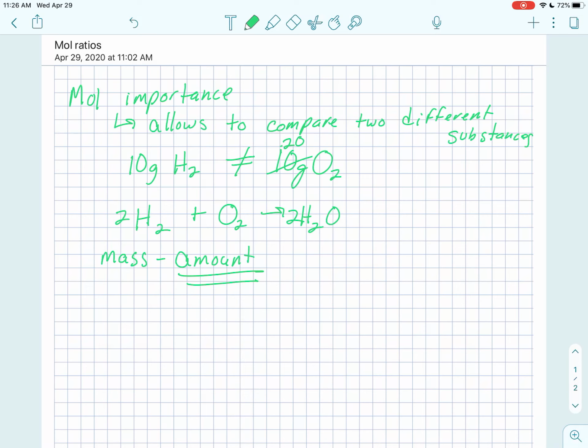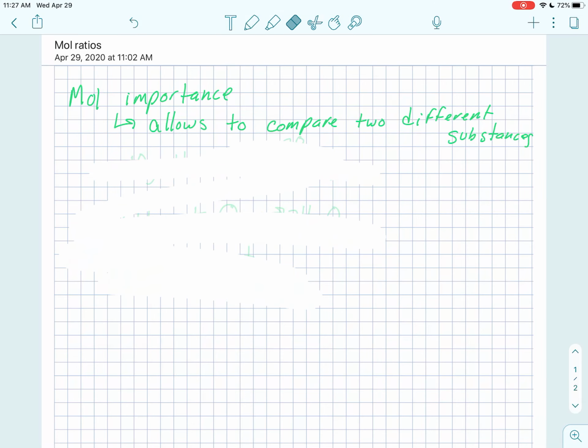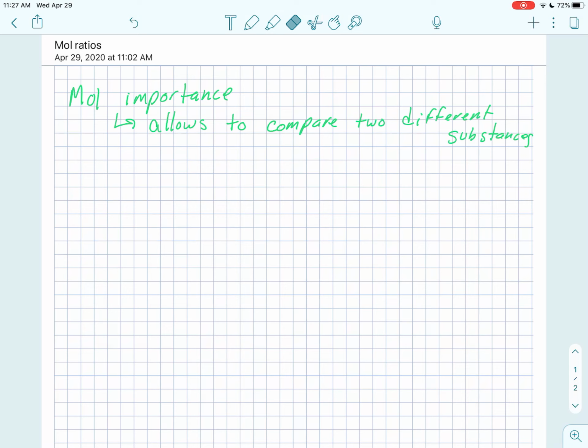Consider it as if I had 10 grams of sand versus 10 grams of marbles. I'm going to have a lot more grains of sand than marbles. They're both 10 grams, but I'm going to have a lot more grains of sand than I do marbles. So it is important to be able to convert to and from moles so that we can compare things.